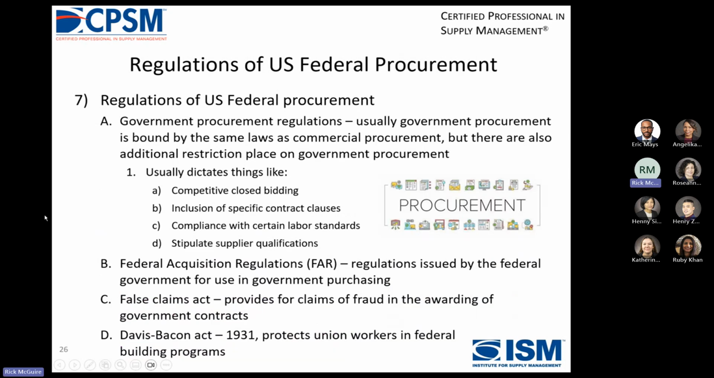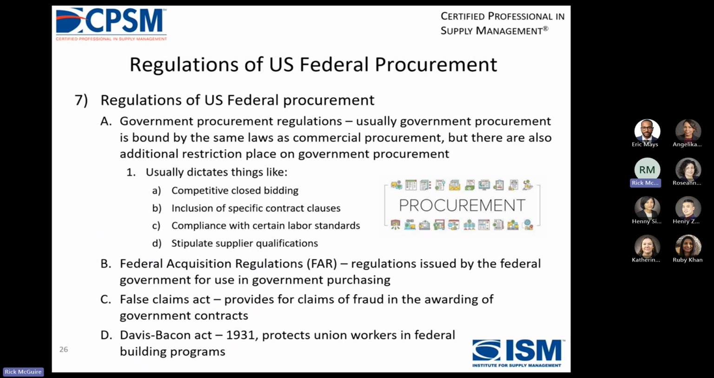And then you've got regulations for US federal procurement. So federal procurement and state and local government procurement is a very different animal than what we are used to. It's bound by the same laws as commercial procurement, but there are also additional restrictions like competitive closed bidding, inclusion of specific contract clauses, compliance with labor standards, supplier qualifications, that type of thing. And all this is encoded for the federal government in what's called the Federal Acquisition Regulations, or FAR. This is what governs their purchasing.